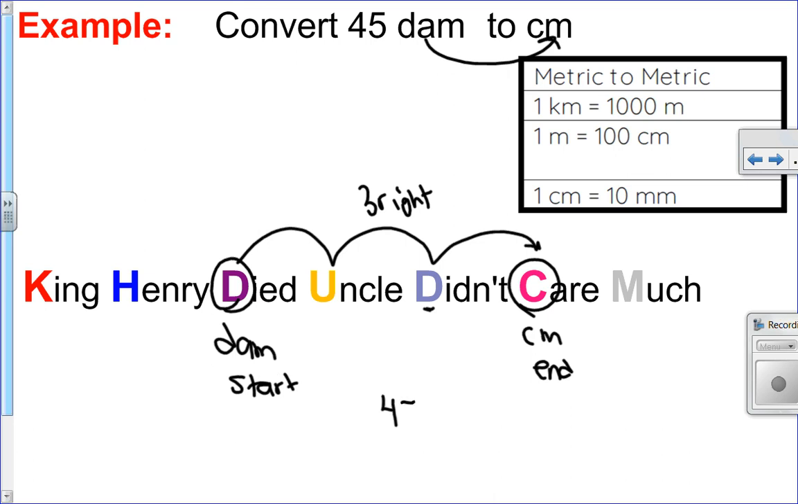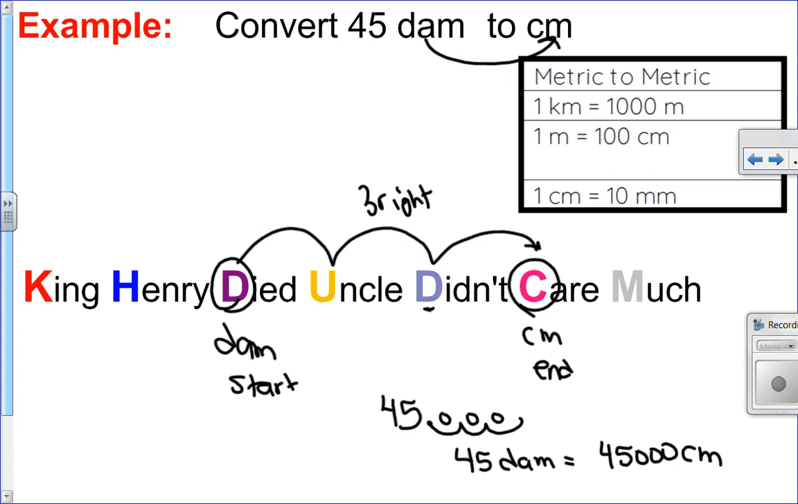So I have 45 decameters. Now the decimal is at the end because it's a whole number. So I move it over 3 times to the right, and in those empty bumps, I put zeros. What that tells me is that 45 decameters is the same as 45,000 centimeters. So when I move to the right, I get bigger. When I move to the left, I get smaller.